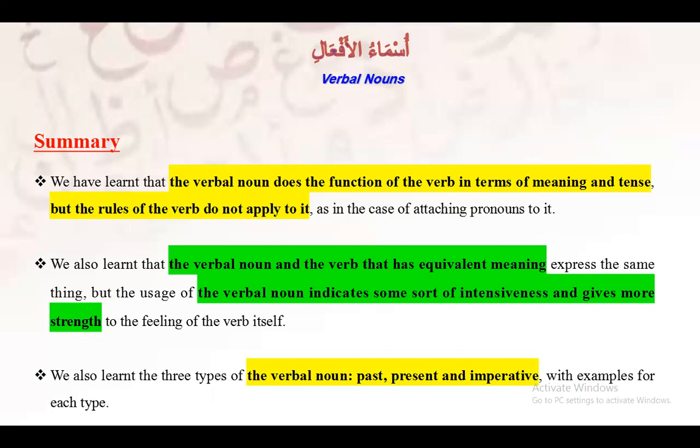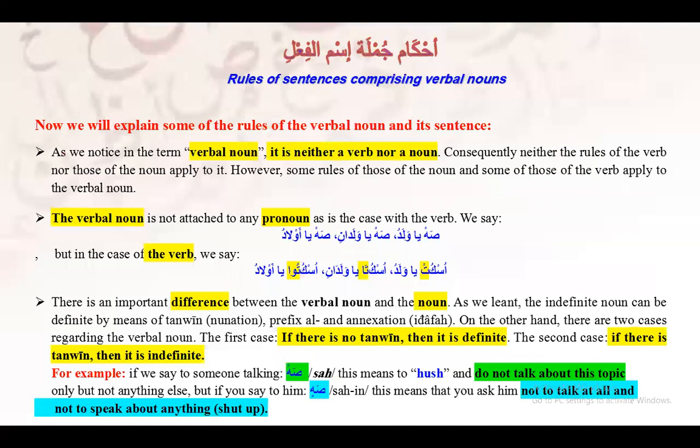Number 2, we also learned the verbal nouns and the verb that has equivalent meaning express the same thing, but the usage of the verbal noun indicates some sort of intensiveness and gives more strength to the feeling of the verb itself. We also learned that the 3 parts of the verbal noun are past, present, and imperative, and we also saw some more examples. Now the rules of the sentences comprising verbal nouns. We will explain here some rules of the verbal noun and its sentences.